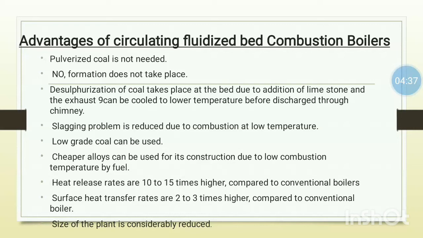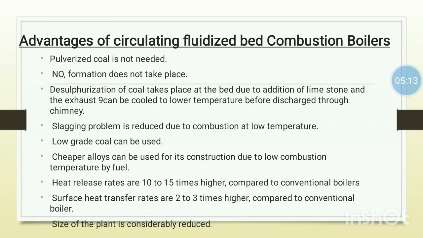Heat release rate is 10 to 15 times higher compared to a conventional boiler. This is a very important advantage, because what we want is a higher heat exchange process or higher heat transfer rate. In this case it is 10 to 15 times higher than other boilers, just because of the use of that inert material, meaning the heat carried by the solid particles. So heat transfer rate is 10 to 15 times higher than other boilers.